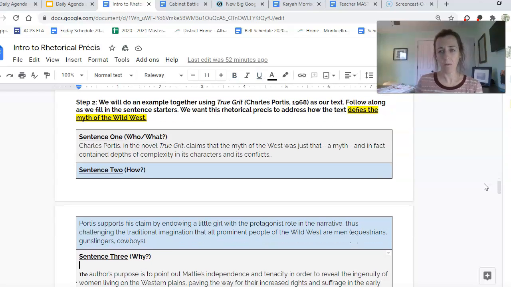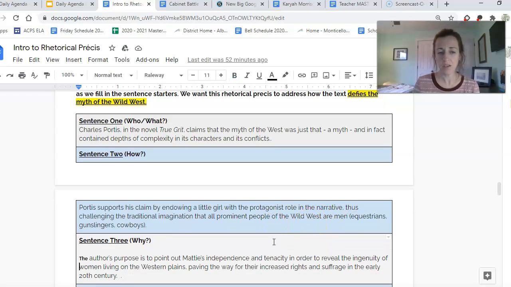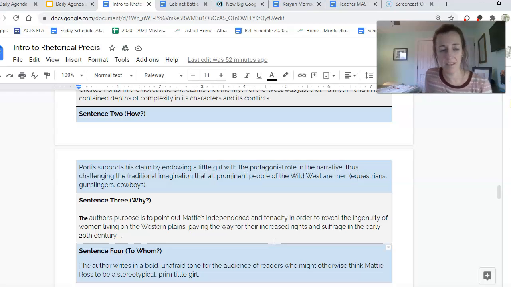Sentence 2, how? Portis supports his claim by endowing a little girl with a protagonist role in the narrative, thus challenging the traditional imagination that all prominent people of the Wild West are men, equestrians, gunslingers, cowboys. So we listed those archetypes of the West. Sentence 3, why? What's the purpose of that? The author's purpose is to point out Maddie's independence and tenacity in order to reveal the ingenuity of women living on the Western Plains, paving the way for the increased rights and suffrage in the early 20th century.